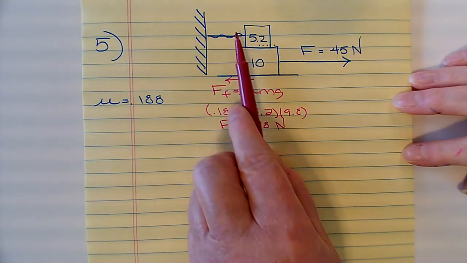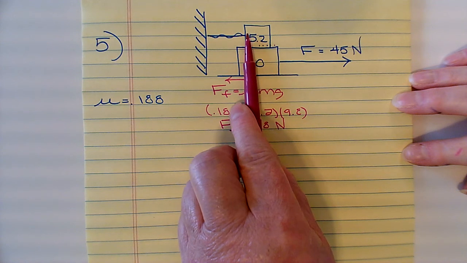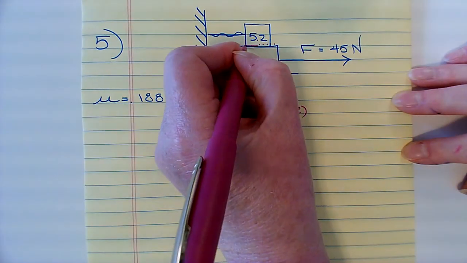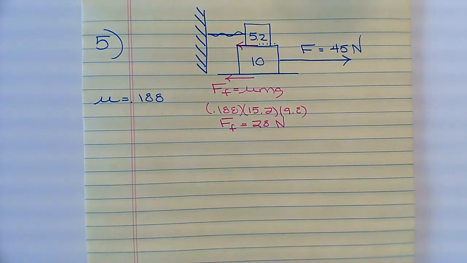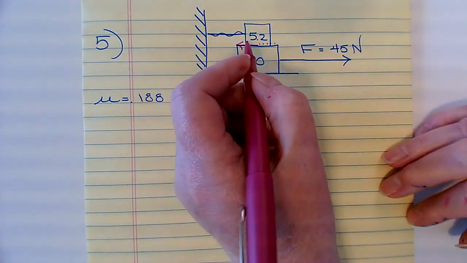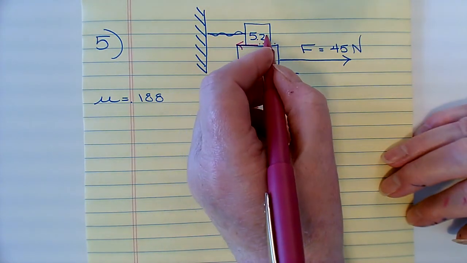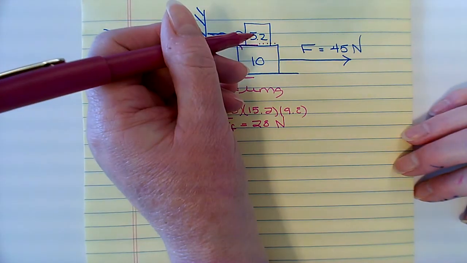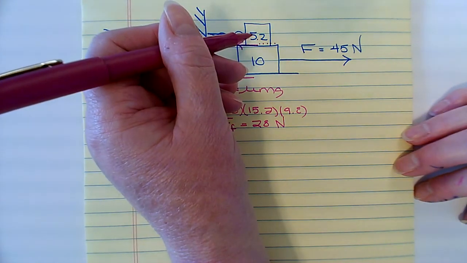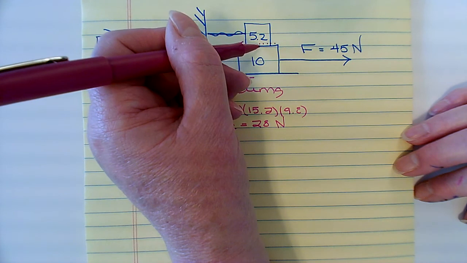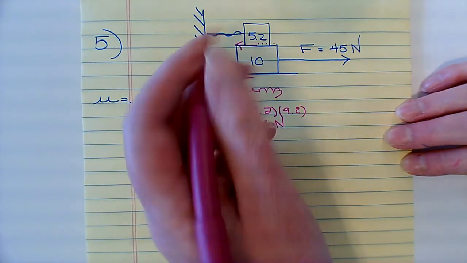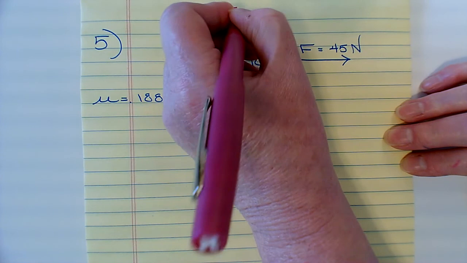And so the string is going to become taut. And when the string becomes taut and the 5.2 is moving along with the 10, that tells me that the friction has to be pointing backwards, because it has to be opposite the direction that the 5.2 is going to move. So you have to understand that the 5.2 is going to move just for a short period of time on top of the 10 as the 10 moves forward. So there's friction now up here.